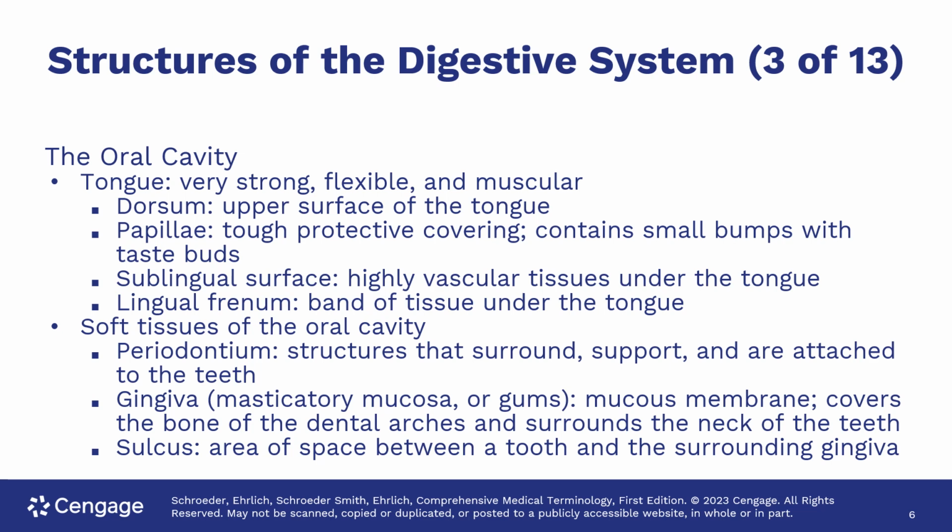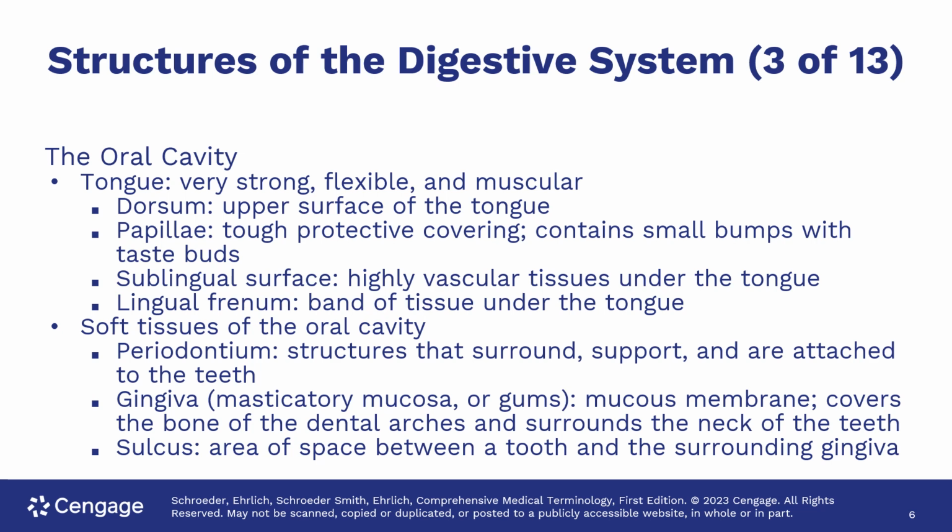The tongue is located in the oral cavity, and it's a strong, flexible muscle. The dorsum is the upper surface. The sublingual surface is under the tongue. The lingual frenulum is that band of tough tissue that is found under the tongue. Papillae is the tough covering of the tongue that is super bumpy.